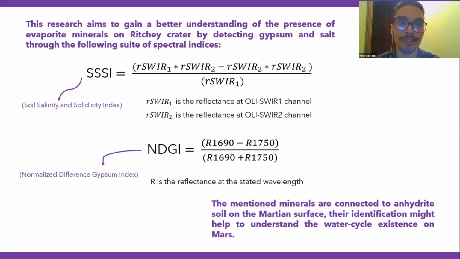So we are using the following indices. The first one stands for the soil salinity and solidity index.